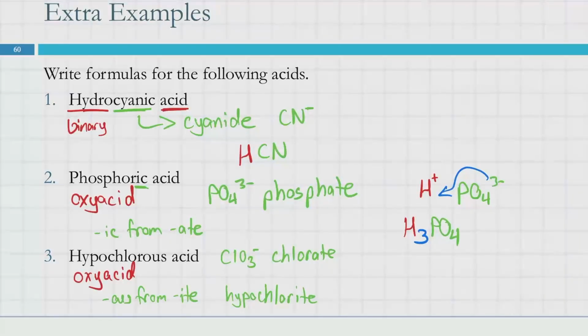So we have to figure out how many oxygens we remove to get from chlorate to hypochlorite. The first oxygen that we remove gives chlorite, so ClO2 minus would be chlorite. And then we could add to the front the hypo prefix to take off one more. So it would be ClO minus for hypochlorite. And then to balance out the one negative charge, we just need one hydrogen in front. So HClO would be hypochlorous acid.